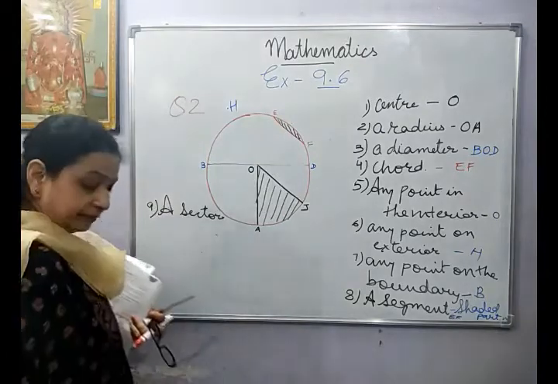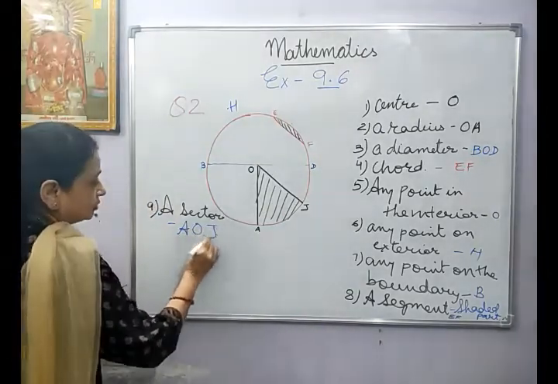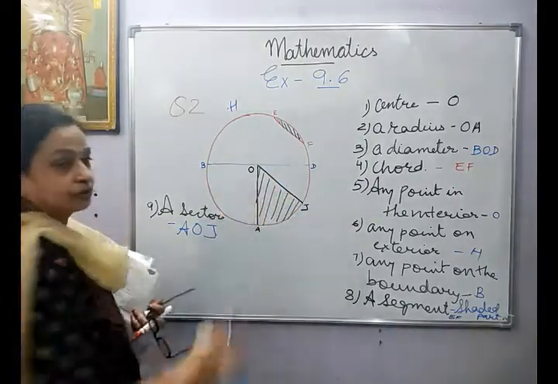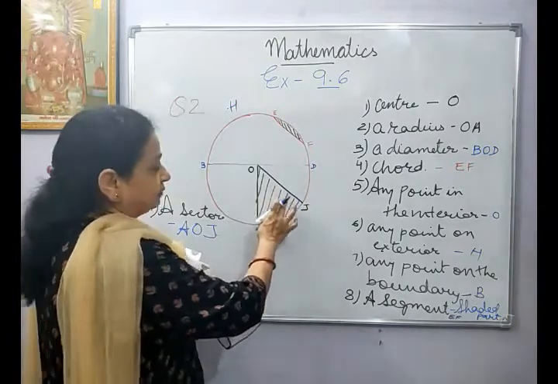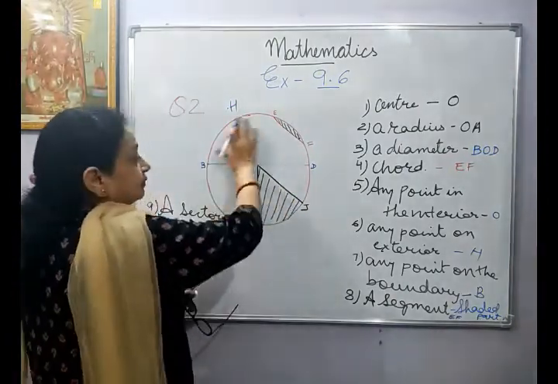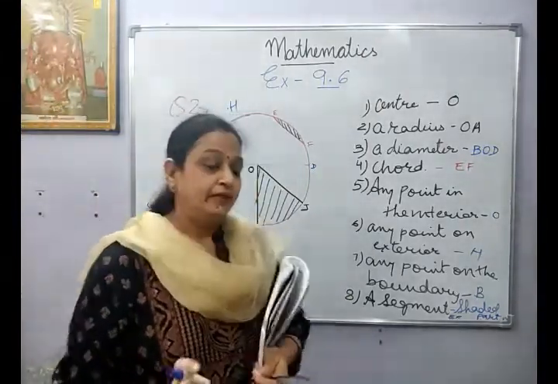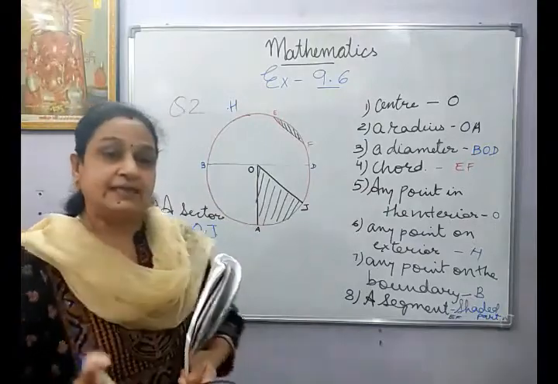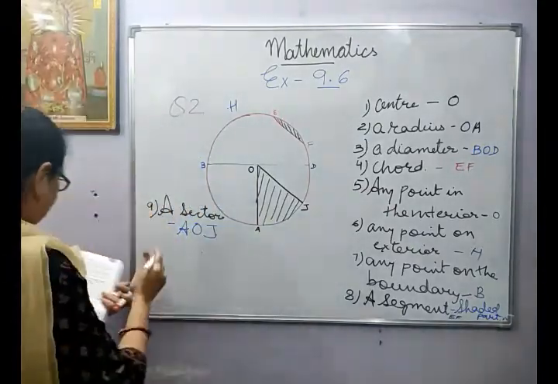So answer will be AOJ. This complete area is your sector. Since it is a small part of the circle, it will be called the minor sector, and the remaining part will be called the major sector. That we don't have to label. We only have to label any one sector. So we have labeled it like this. And then comes your arc.